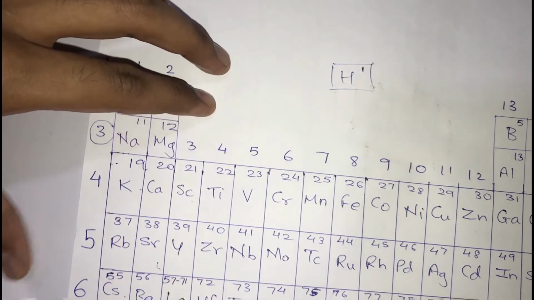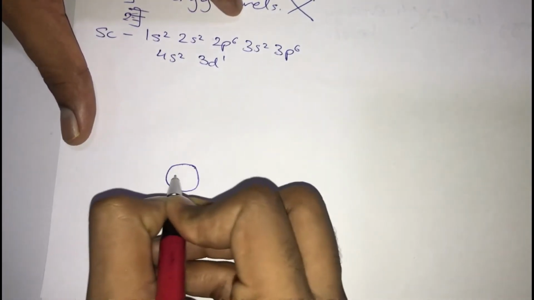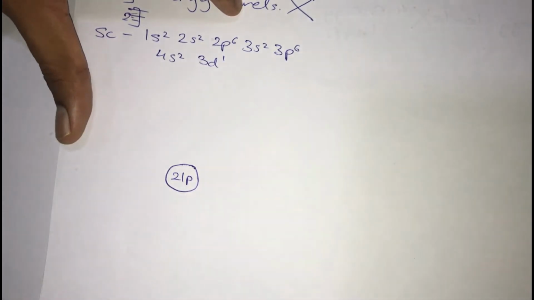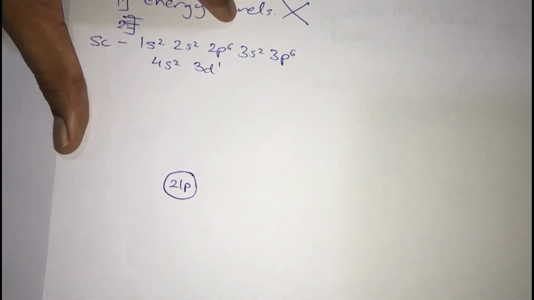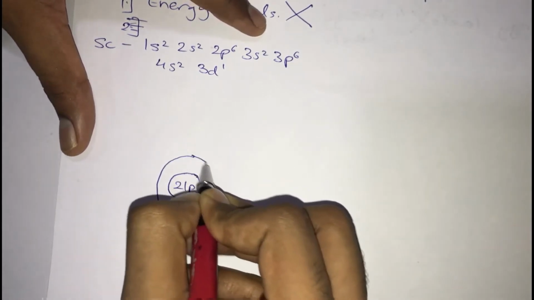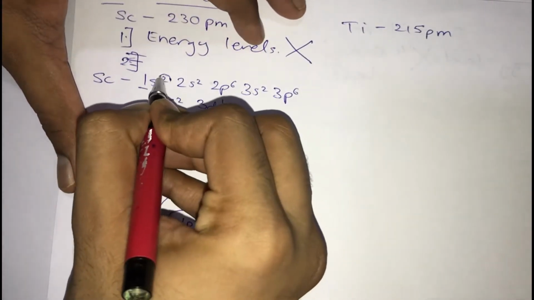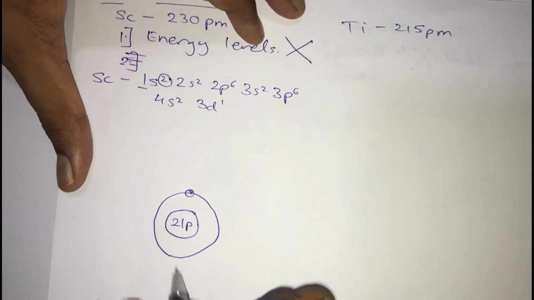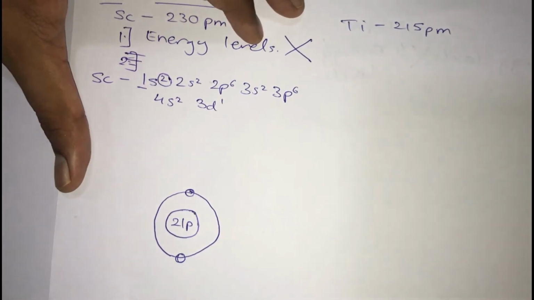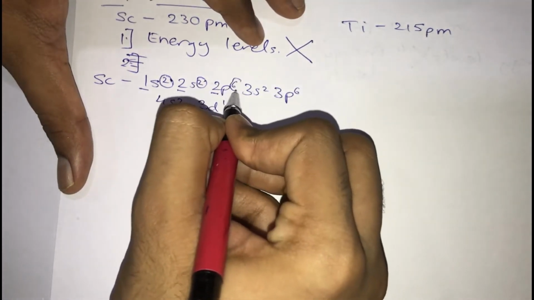Now guys, as we all know, the atomic number of scandium is 21. So inside the nucleus, it is obvious that there will be 21 protons present. Am I right? Now we draw the first energy level. Inside this first energy level there are only 2 electrons present. Now inside this second energy level there are 2 plus 6, 8 electrons present.